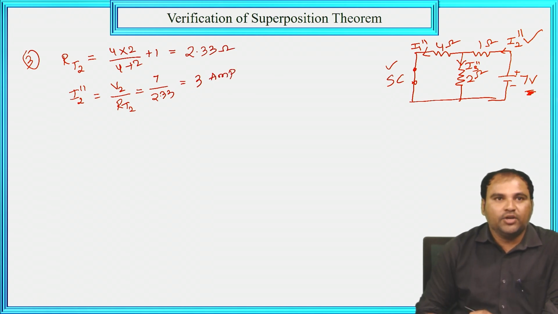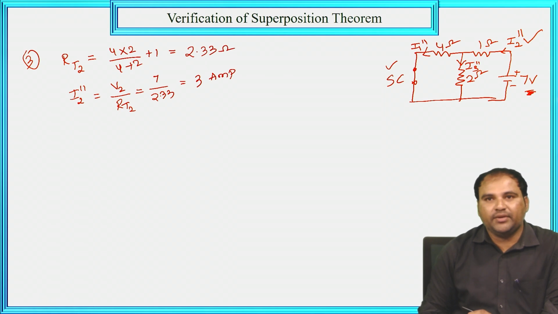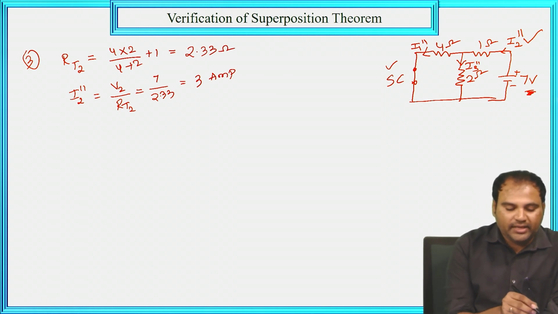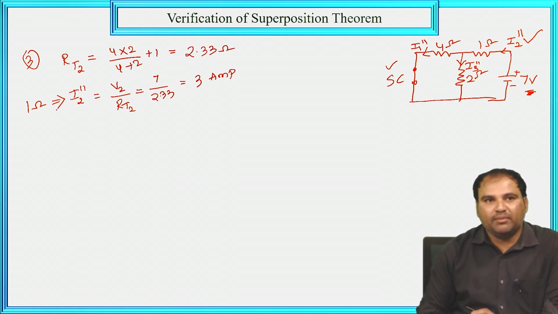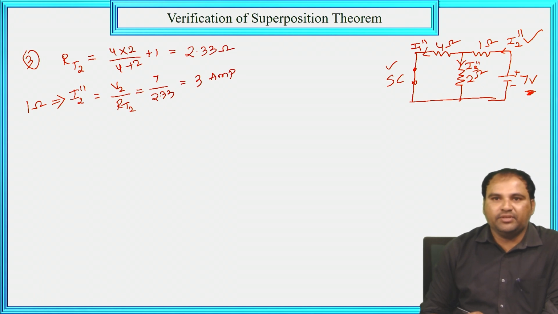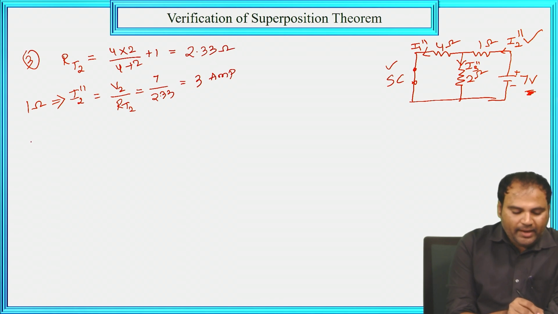Here is the total current of the circuit, or we can also say the current through 1 ohm. The current through 1 ohm, that is I2 double dash, is equal to 3 ampere. Now we need to find out the individual currents, that is the current through 4 ohm and the current through 2 ohm. Now here I am taking the current through 2 ohm.